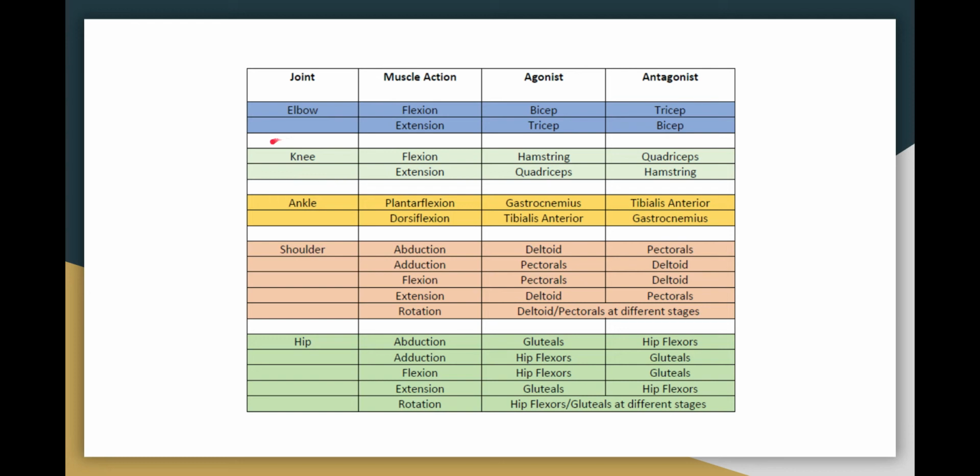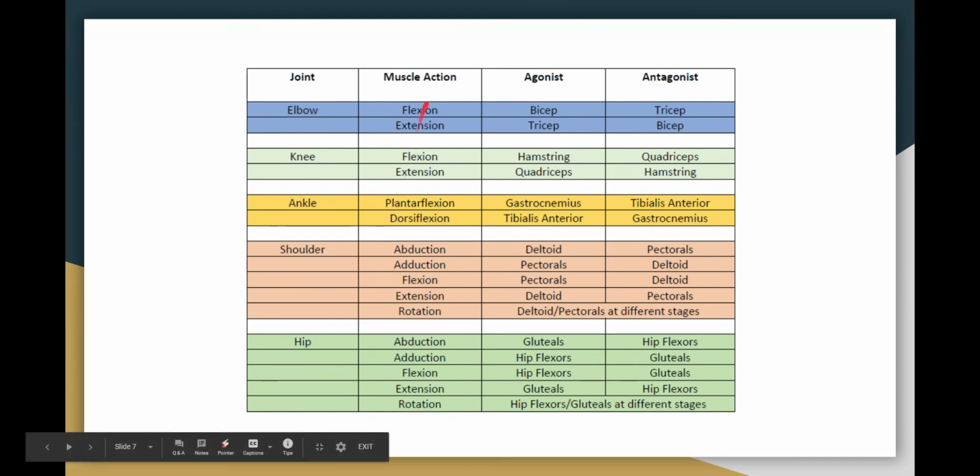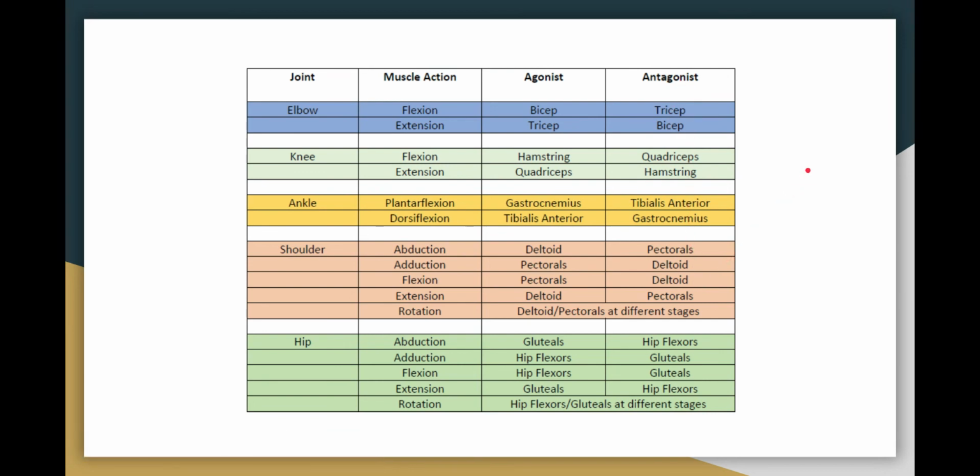Here then, we've got a table showing each of the joint actions, so the actions available at each joint. The 3 hinge joints and the 2 ball and socket joints, and then we can see all of the muscle actions available. The agonist, the muscle contracting for each muscle action, and the antagonist, the muscle relaxing for each muscle action. It's really important that you revise and learn this table. You need to know the agonist and the antagonist so that you're ready to answer exam questions on this topic, and also to be able to give a sporting example for everything in this table.